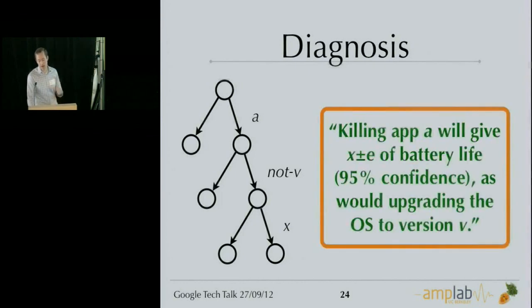And these diagnosis trees allow us to compute diagnoses of the following kinds of forms. So you could say something like, killing some app A will give you X plus or minus some error E minutes of battery life with 95% confidence, as well as supply alternative diagnoses, such as saying, well, you could get a similar effect if you upgraded the OS to some other version V.